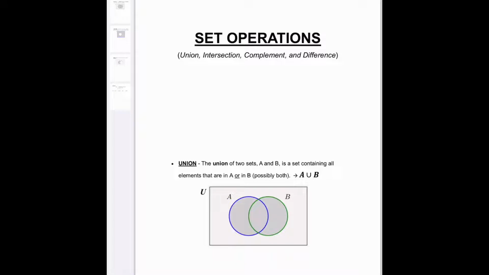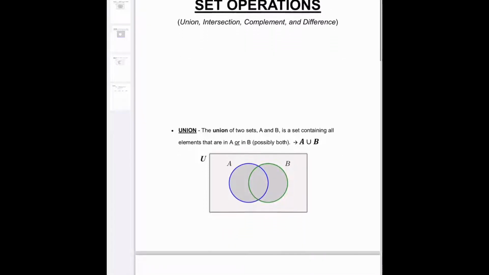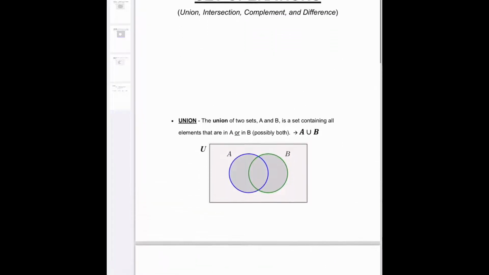In this video, we will be learning how to identify the different set operations. So there are 4 different set operations that we will be discussing here. So we have the union, intersection, complement, and difference. So let's begin with the union.